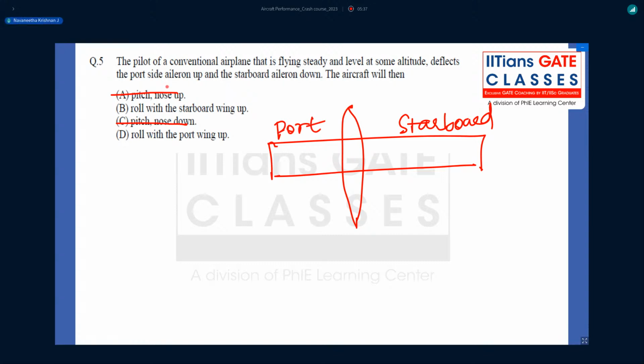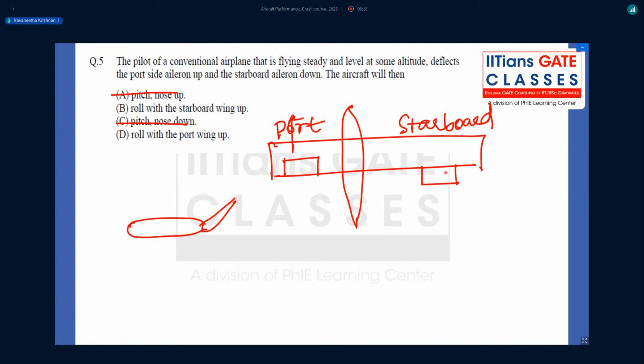Here they have mentioned the port side aileron they have deflected up, and the starboard side aileron they deflected down. That means the port side aileron is deflected up, so it has negative camber, which means lift decreased. Already there is some lift due to the camber of the wing, but when you deflect the aileron up, the lift is reduced because the camber is reduced. Thereby, lift on this wing is reduced.